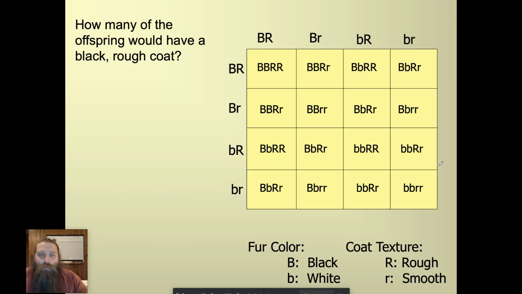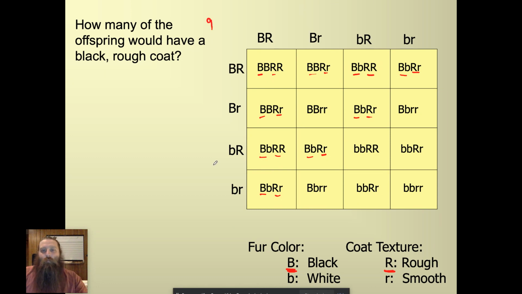So now that we have all this, we can answer questions about both traits at the same time. So how many of the offspring would have a black, rough coat? All right, so for it to be black, we need to see at least 1 big B, and for rough, we need at least 1 big R. So there's 1, 2, 3, 4, 5, 6, 7, 8, 9. So the answer would be 9.